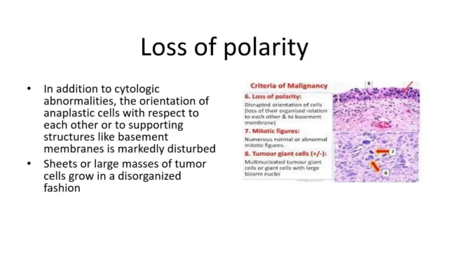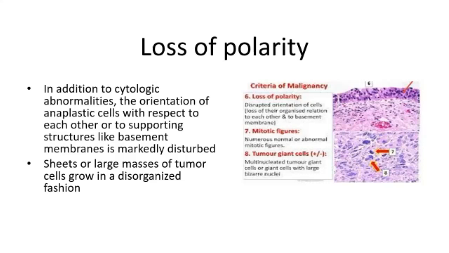Normal cells are arranged in a particular manner. So all the bricks form a wall. It is arranged in a particular manner to form a wall, so a brick lies over a brick, lies over a brick. But in case of malignant cells, all the bricks are not arranged in the same manner. They lose their polarity. They lose their orientation to the adjacent cells.